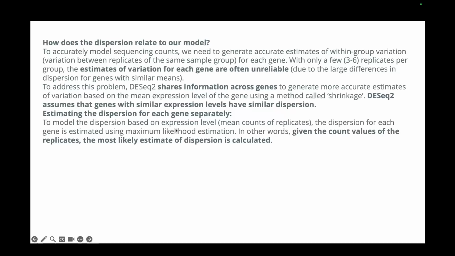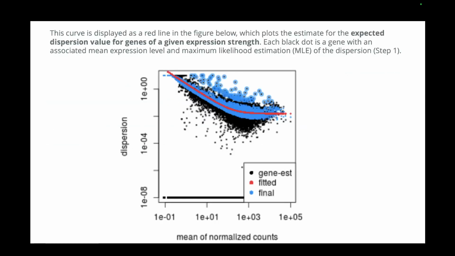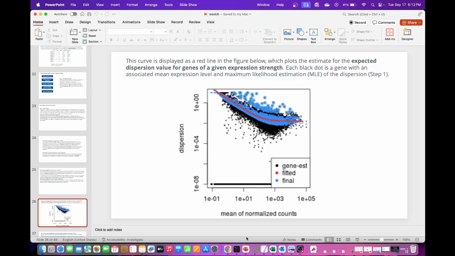To model the dispersion based on expression level, the dispersion for each gene is estimated using MLE. In other words, given the count values of replicates, the most likely estimate of dispersion is calculated. Now, if you see this curve displayed, it has a red line on the figure below. Just a second.